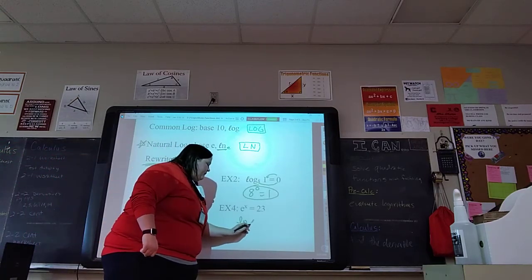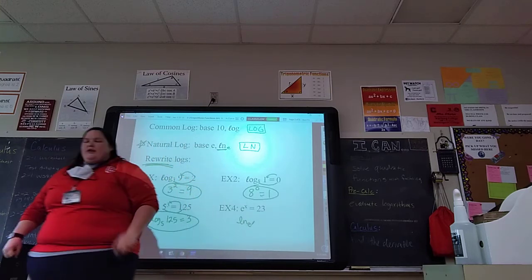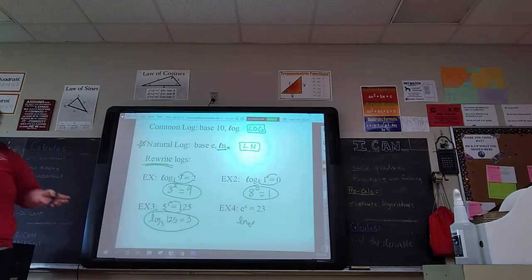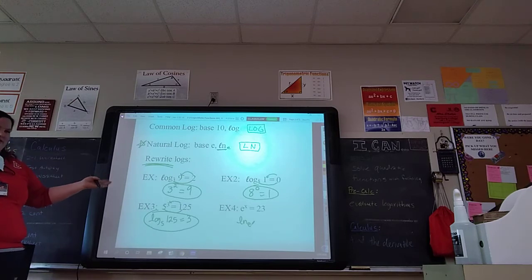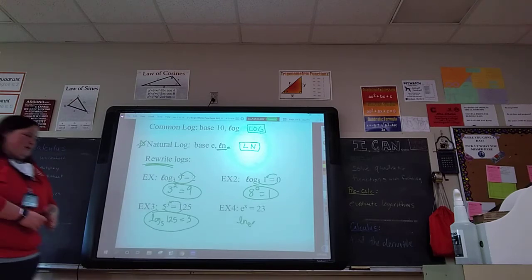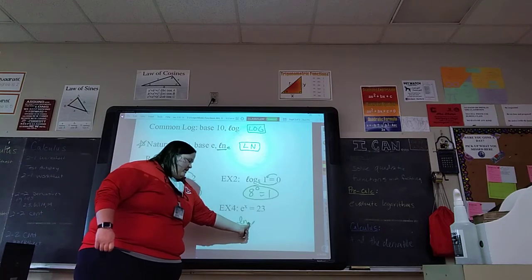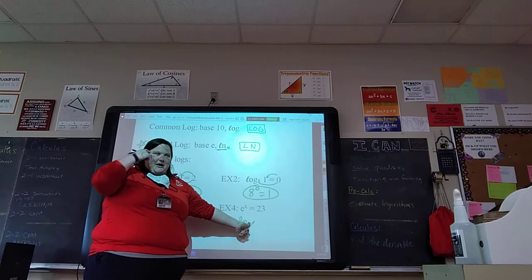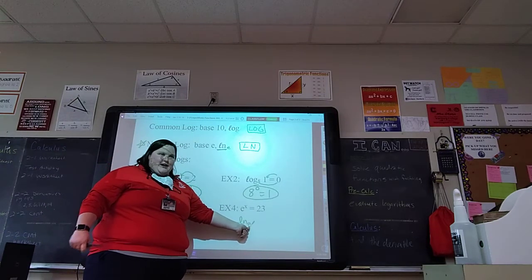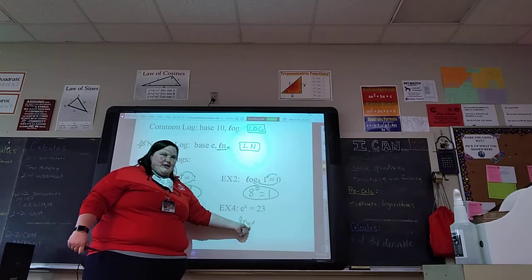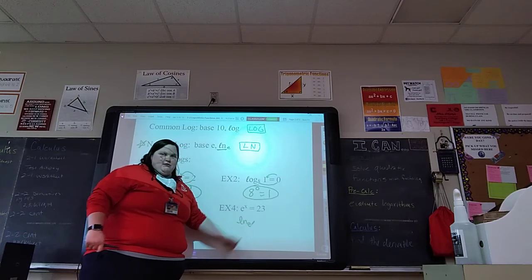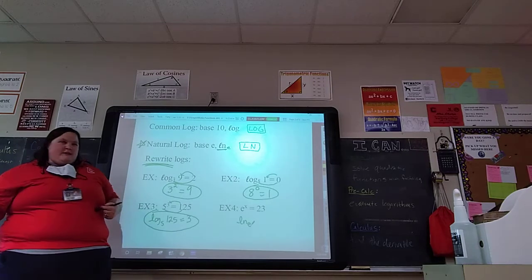But typically, when you rewrite ln and e, since ln's only corresponding exponential function is e, typically we just don't write e. That's why whenever you see an ln on your paper, there is no little number next to the n. But like I said, if you really want to write something in there, it's an e. Okay, does that make sense?